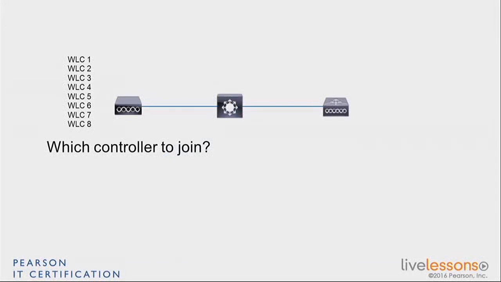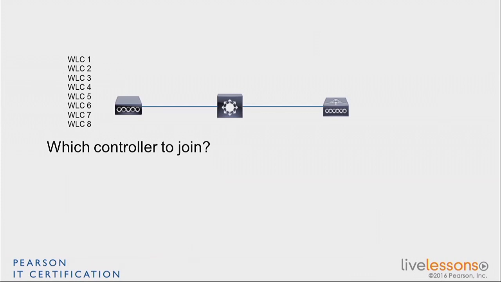Now that my AP has all these controllers, it knows all these IP addresses, which one should it join? And that's the join phase. The join algorithm is different from the discovery algorithm. Discovery is to find as many as we can. Join is to find the best one and join that one.